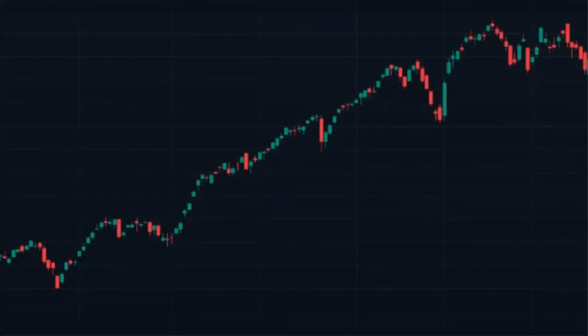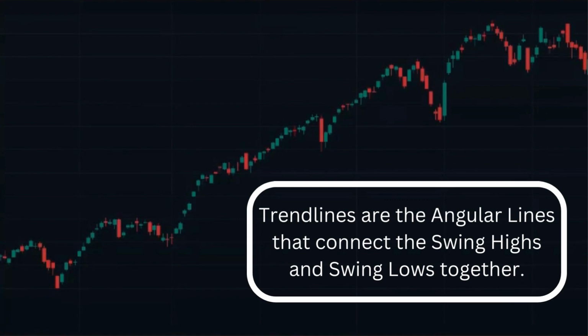Alright, now let's first understand what you mean by a trend line. You see, trend lines are basically angular lines that connect the swing lows and swing highs together. That's right, trend lines are the angular projection that connects the highs and lows made by the price. Now let me show you with an example how that actually happens in the market.